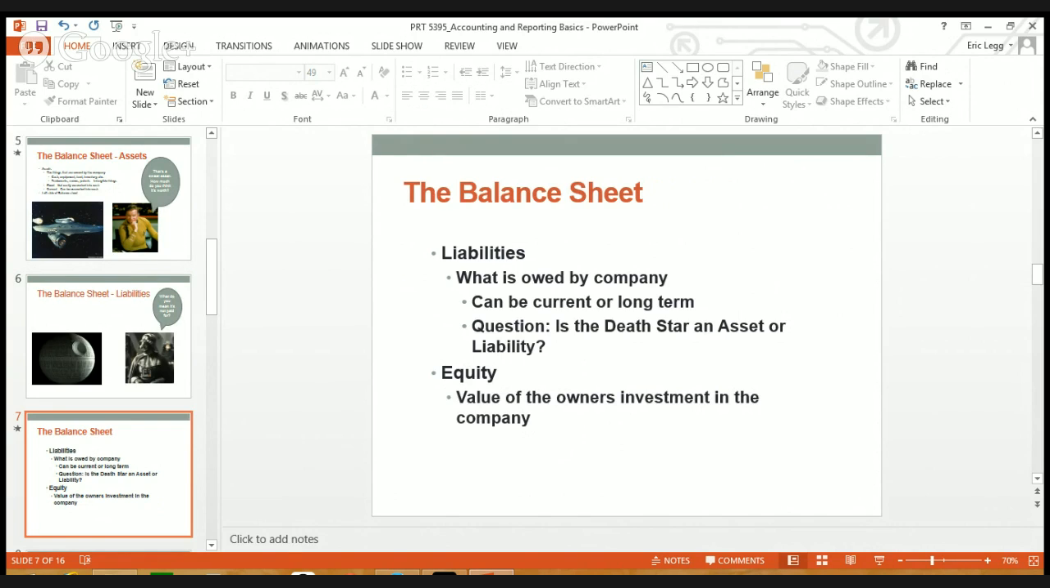The final piece on the balance sheet is equity. And this is the value of the owner's investment in the company or the organization. Take, for example, go back to our Death Star. If Darth Vader got a loan from the bank for $5 million, and he's paid off $2 million, so he now owes the bank $3 million, but he owns $2 million of the Death Star. So his equity in the Death Star is $2 million.